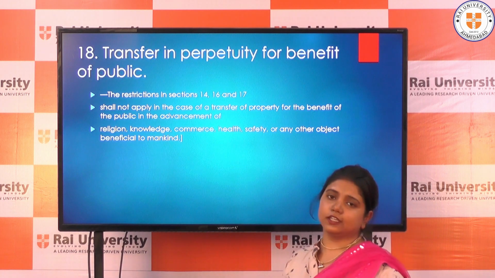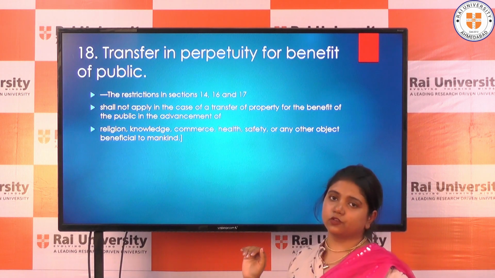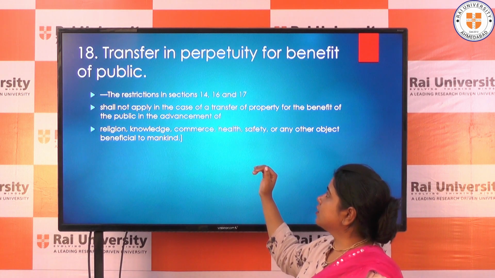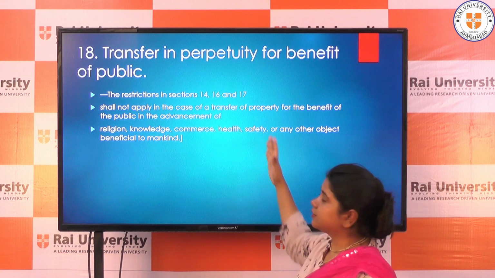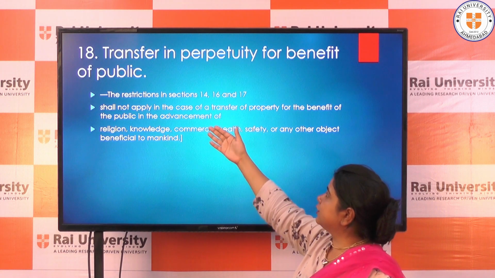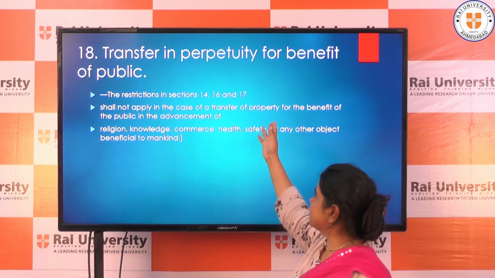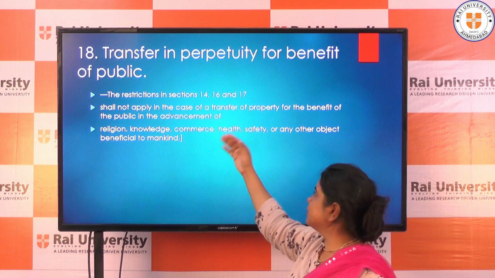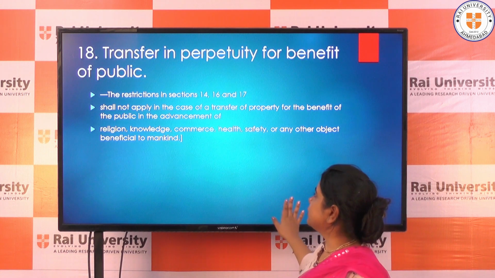Now we come to section 18. I'm skipping section 17 over here and coming to section 18, because after that you will understand section 17 in a better way. It basically deals with sections 14, 16 and 17 overall. We have already read about section 14 and section 16 in the previous slides.